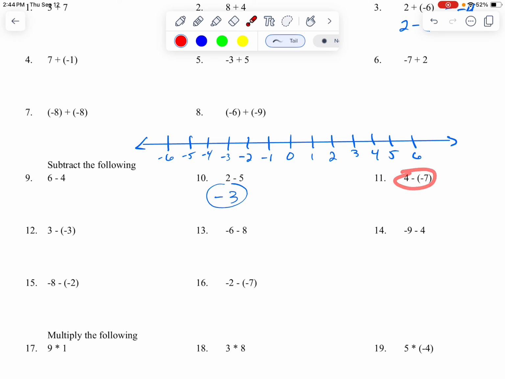If I subtract a negative, then we can't be going in the same direction. This is getting larger. So if I subtract a negative number, just like we've got there, subtracting a negative is the same as adding a positive. This is the same as 4 plus 7. So that means we end up at 11.